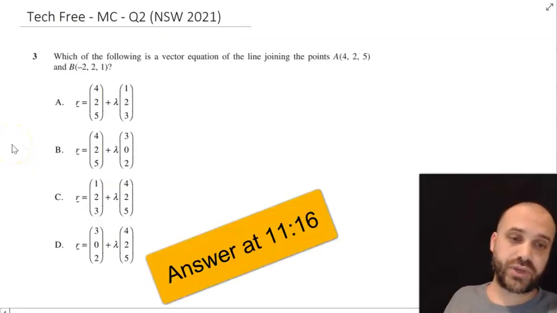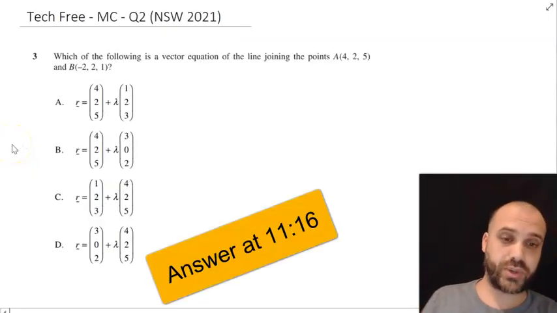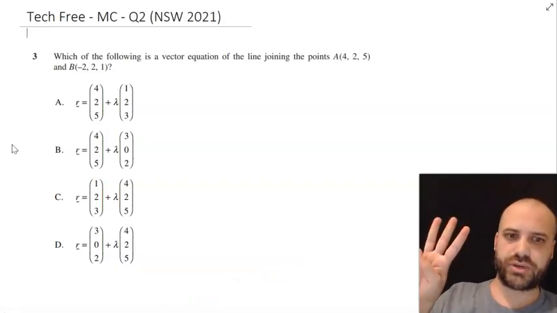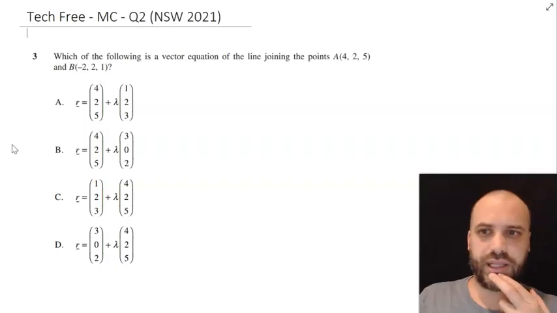All right, now we're moving up to New South Wales, 2021, just last year. Give yourself 90 seconds. And I'm going to do it in 3, 2, 1, let's go.